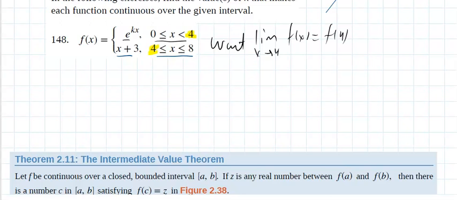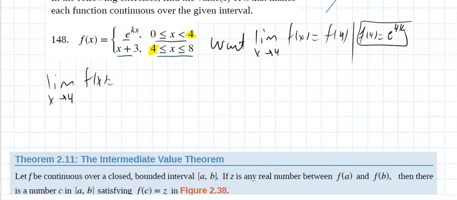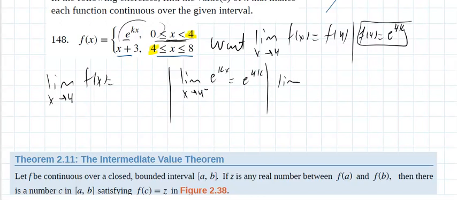So let's start with the obvious. What's f of 4? Well, f of 4 is e to the k times 4, or e to the 4k. Okay, that's a value. How about the limit? The limit as x approaches 4 of f of x would be what? Well, let's see. If we take the limit as x approaches 4 from the left, we have to use the top function. And the shortcut, since this is an exponential, that's e to the 4k. The limit as x approaches 4 from the right. Well, from the right, you must use the x plus 3. And if you plug that in, that will be a 7.